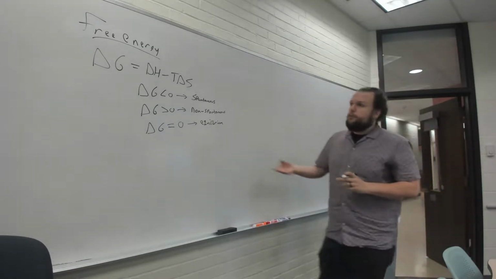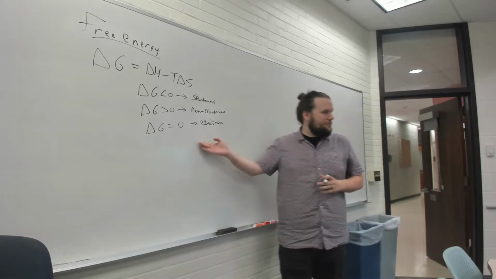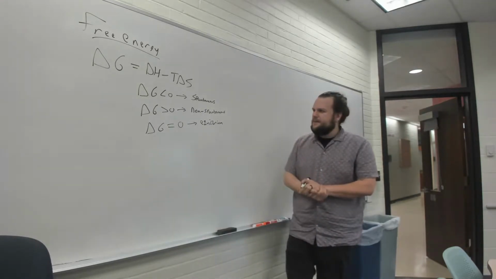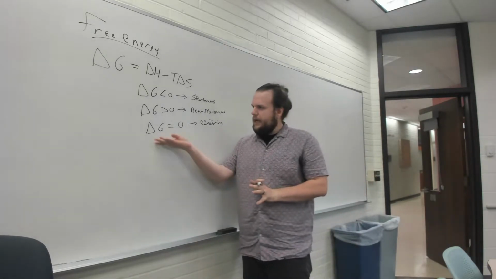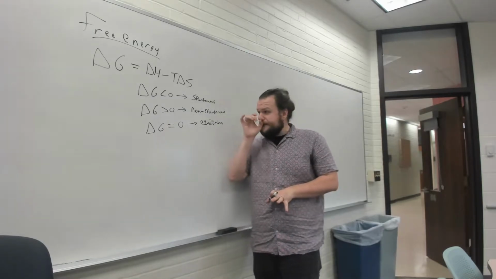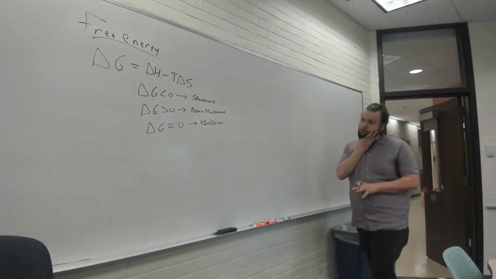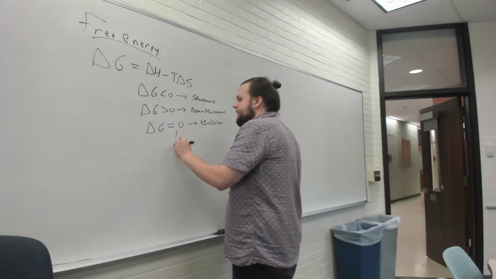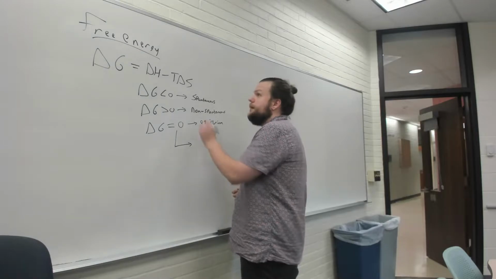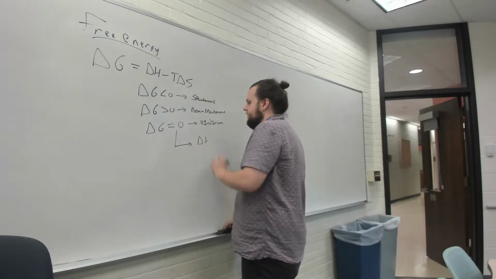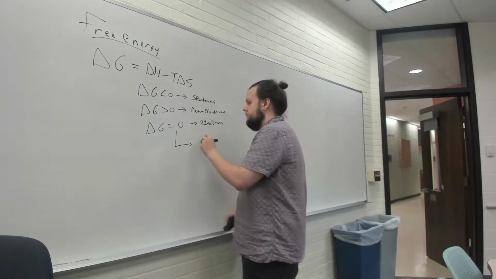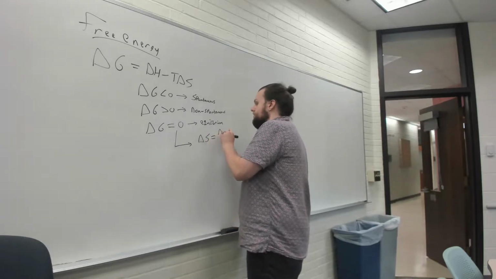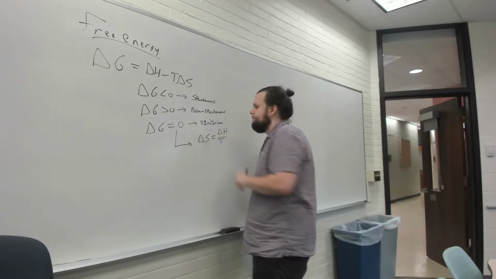We'll look at this region, delta G equals 0, a lot when we get to equilibrium and phase transitions, starting next week. So we'll look more at this condition later. But a really nice thing is that for things that occur at equilibrium, you can write delta S, for instance, as delta H over T.